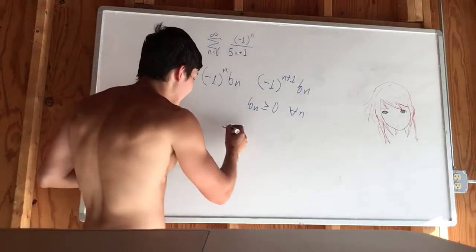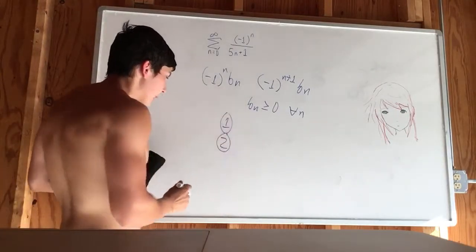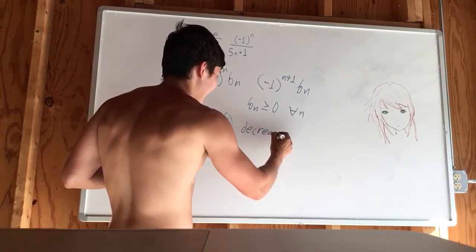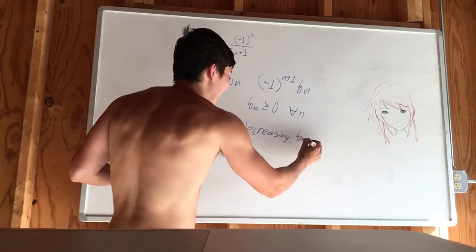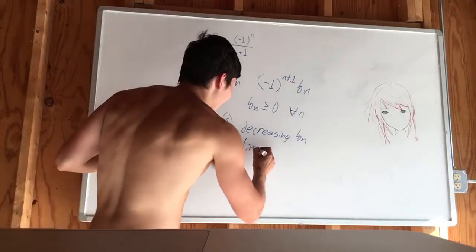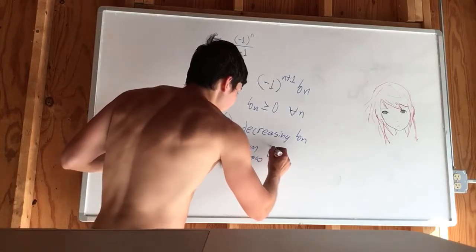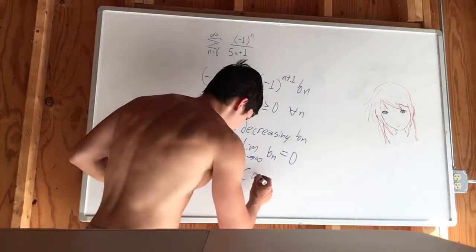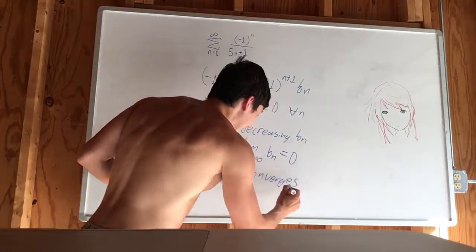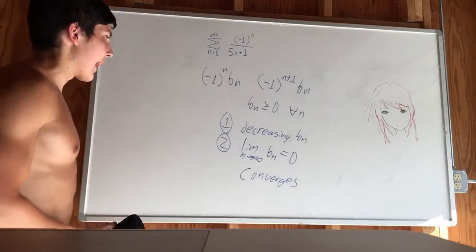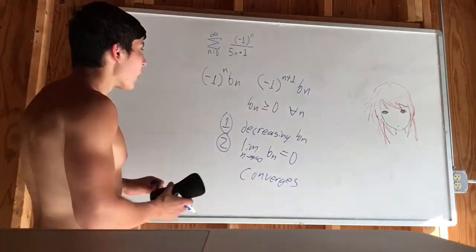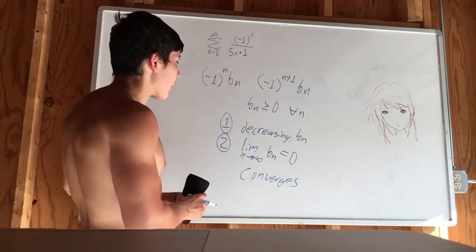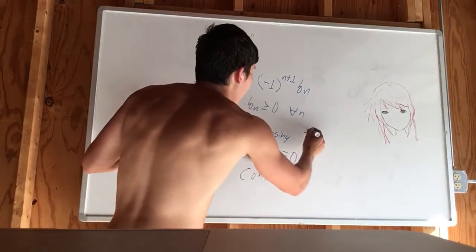So we're going to use the alternating series test. What does it tell us? It has two conditions. The first is that b sub n must be decreasing. The other is that if we take the limit as n approaches infinity of b sub n, then that must equal 0. And if both of these conditions are met, then the series converges. So we're going to check. What is our b sub n? b sub n is just the portion without the alternating part, so this would be 1 over 5n plus 1.